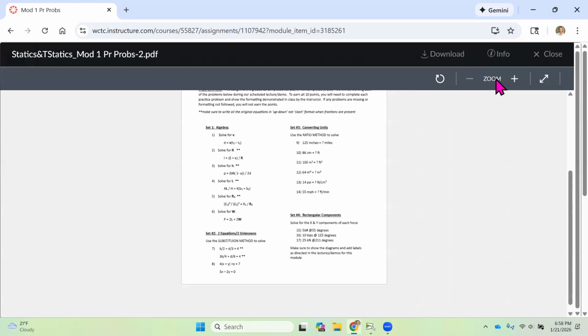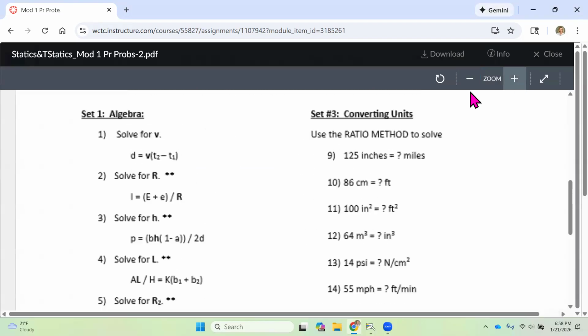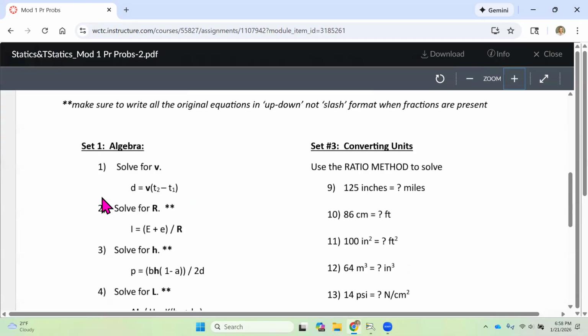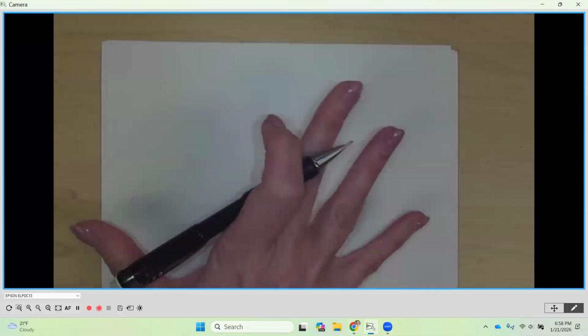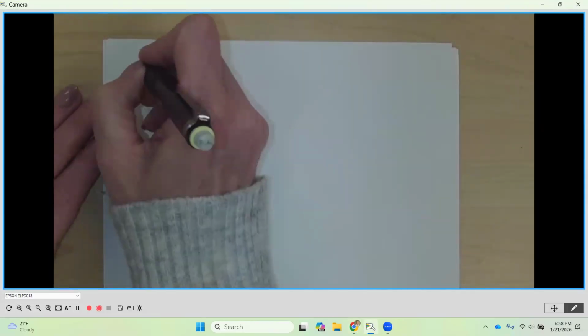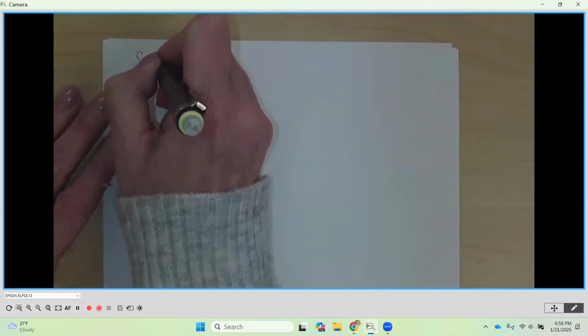So I'll zoom back in so I can see my first problem here, and we're going to start right here. So I'm going to go underneath my camera. I have a blank piece of paper and I'm just going to start with set number 1. That's it. And then that way I know that's the section that I'm working on. Something I do like, all right?